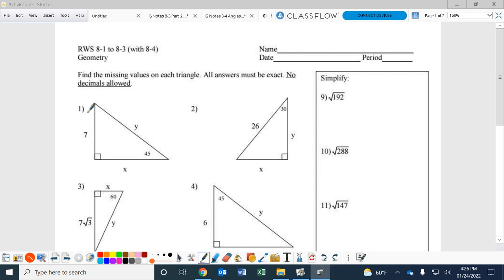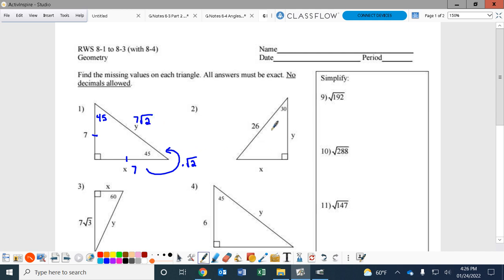This is a 45, 45, 90 triangle. If that's true, then the two legs are going to be the same. That means x is going to be 7. Then to go from the leg to the hypotenuse, we are going to be multiplying by the square root of 2. When you multiply a whole number by a radical, it's just going to be 7 square roots of 2.